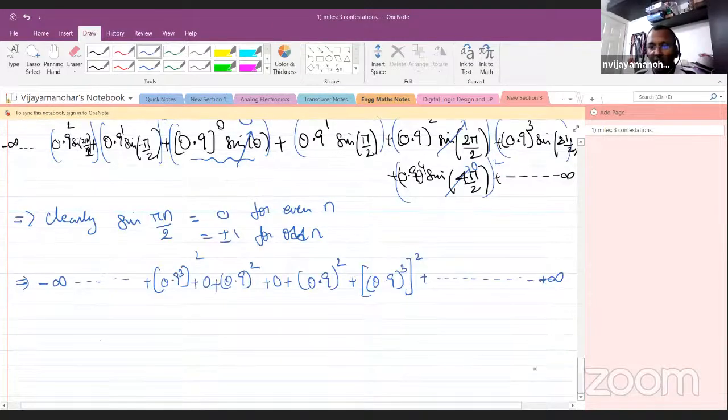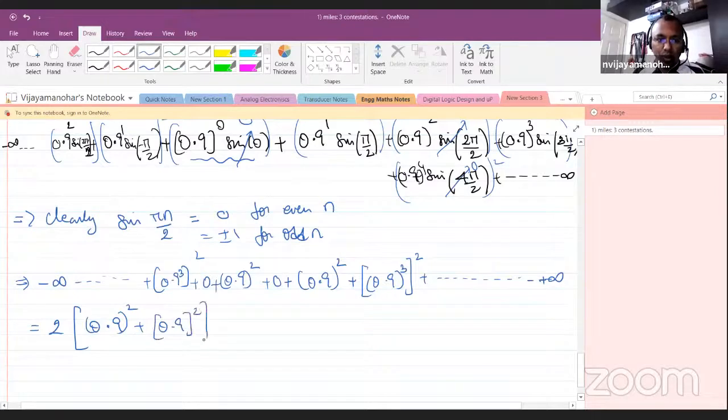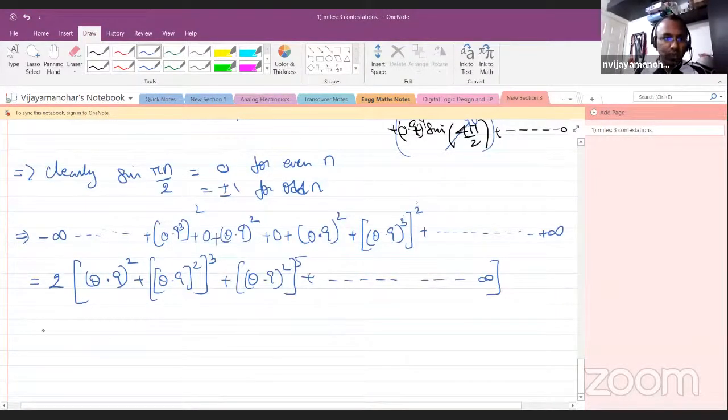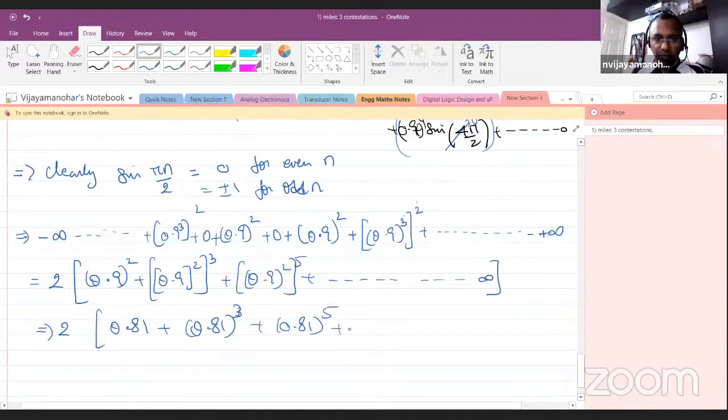So effectively what I will have is 2 times 0.9 the whole square, plus 0.9 the whole square, the whole cube, plus 0.9 the whole square, the whole power 5. Like that it will go. I am just interchanging the square and power 3 outside. It will go all the way till infinity. This is nothing but twice 0.81 plus 0.81 the whole cube plus 0.81 the whole power 5 plus so on till infinity.